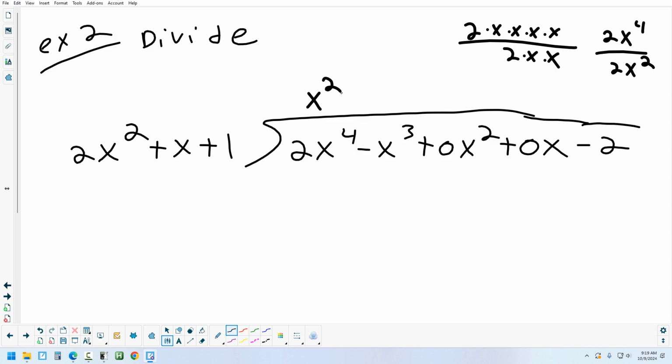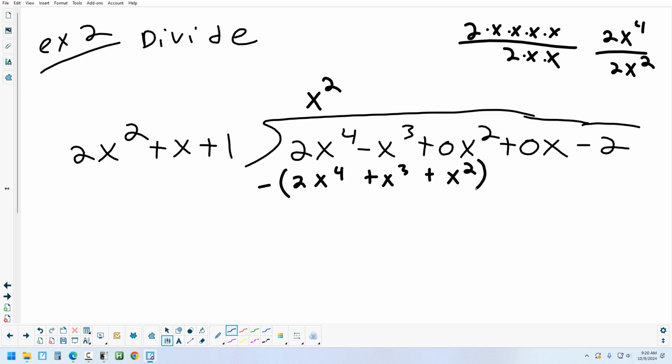What do we do with that x to the second now? Yep, distribute it out. What's x to the second times 2x to the second? So 2x to the 4th. x to the second times x is x to the third. And x to the second times 1 is 1x squared. Okay, so we got our columns set up. What do we do with all of those?